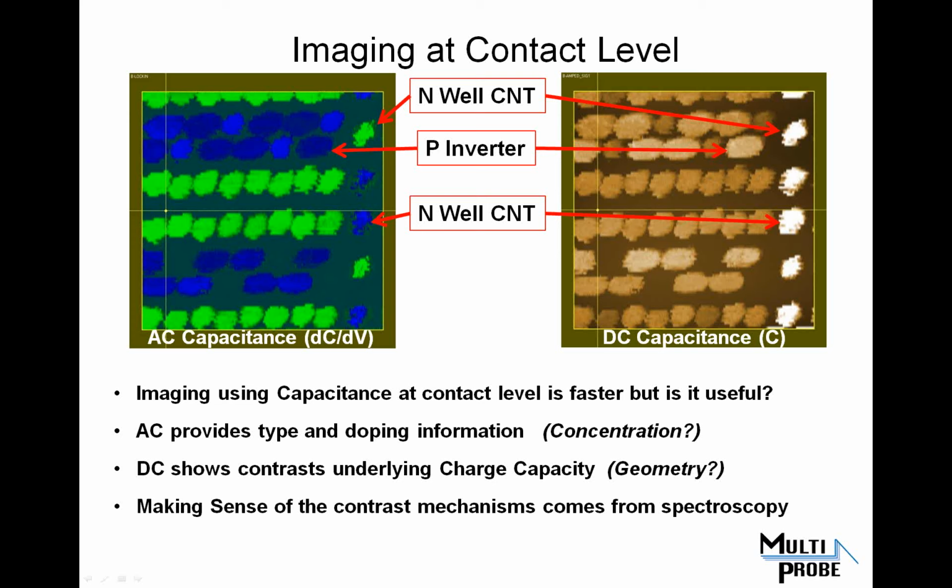The image on the left is the sort of traditional scanning capacitance or AC capacitance, dC/dV, and that is giving you dopant type information. You can see in the right picture you've got a nice bright signal when it goes over any of the well contacts because they're very large capacitance changes, and over the individual inverter or transistor contacts, the capacitance change is somewhat smaller.